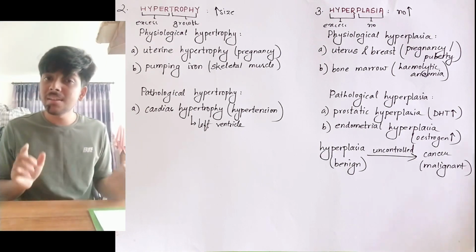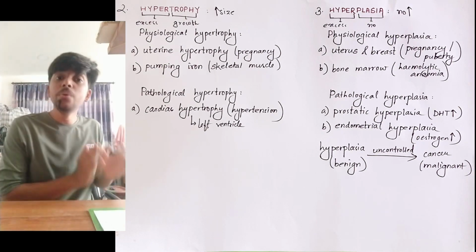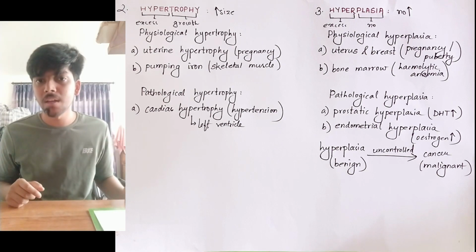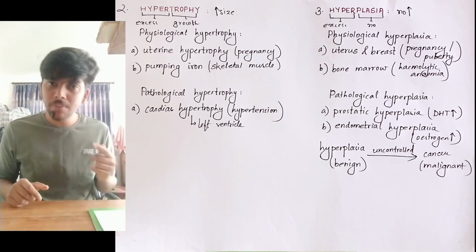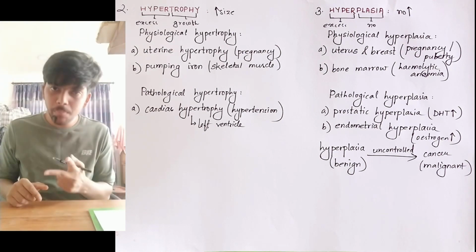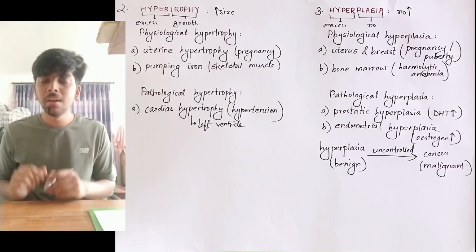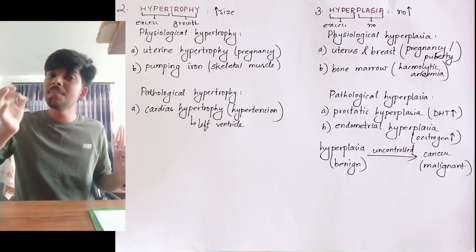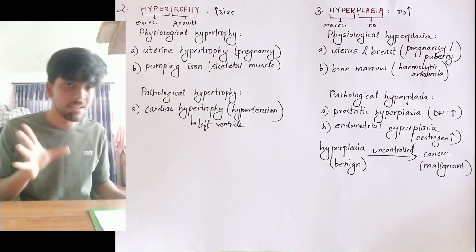However, it's not that just uterus shows hypertrophy and hyperplasia. Uterus during pregnancy shows both hypertrophy and hyperplasia, which is also called gravid uterus. So gravid uterus, or uterus during pregnancy, shows hypertrophy and hyperplasia. In order to increase the size of the uterus, the size of the cells in the uterus increase, as well as the number of cells in the uterus increase.